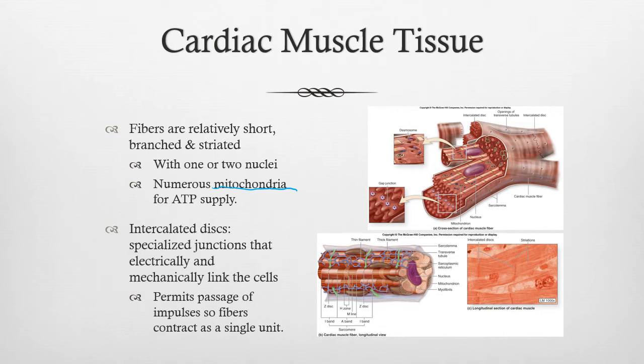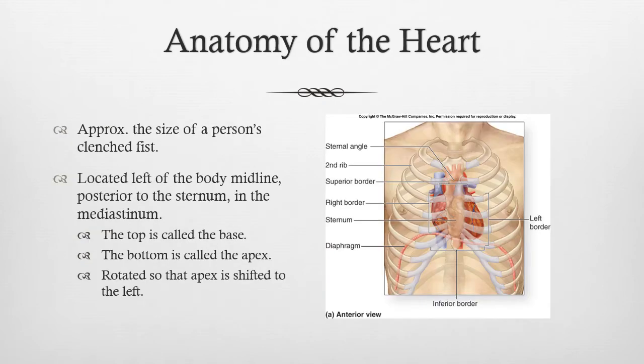Those intercalated discs have gap junctions in them, remember, and those gap junctions allow us to move ions, and thus the electrical potential, from one cell to the next. This essentially allows the cells to contract as one big unit within the heart itself.